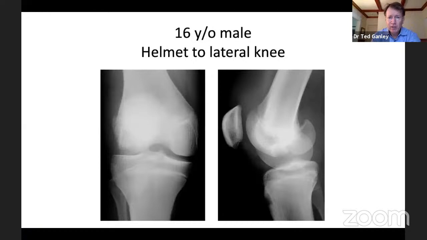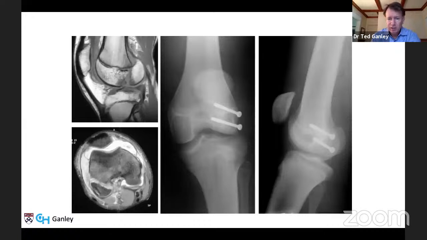Case example, helmet to the lateral knee, 16-year-old male. And you'll note, based on the patient's age and degree of growth remaining, for the most part closed on the proximal tibia, still open on the femur, but went across the physis just to get perpendicular to the fracture site.